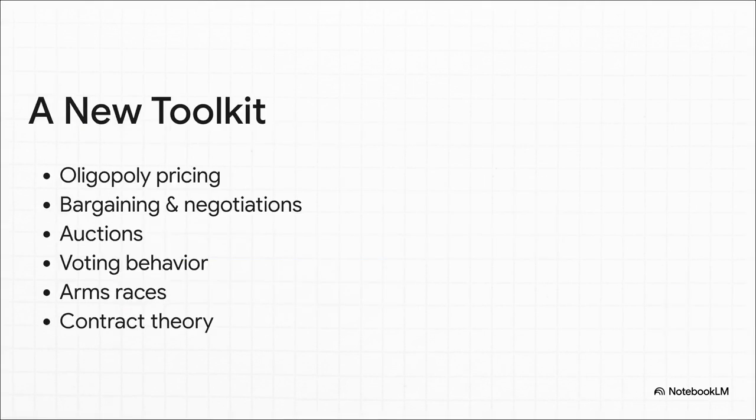I mean, just look at this list. It's staggering. We're talking about everything from how big companies like Coke and Pepsi set their prices to high-stakes bargaining between unions and companies. It helps us understand auctions, voting, and even terrifying things like international arms races. All of these incredibly different, messy human interactions, suddenly, they could all be analyzed with the same set of tools. It's like Nash gave us a whole new language to talk about our strategic world.